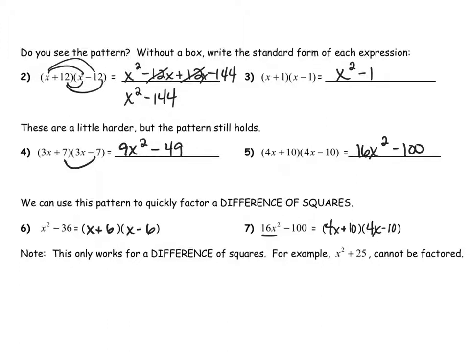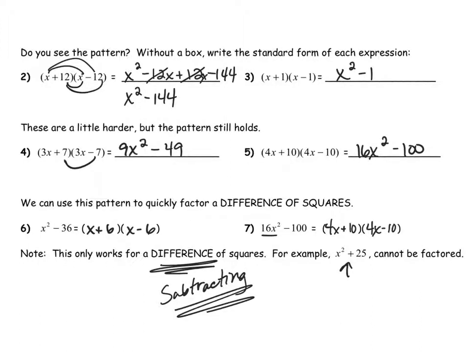Now, as I mentioned before but didn't discuss, this is a difference of squares. That means we are subtracting. And only when we're subtracting. So if we have x squared plus 25, we can't factor out a greatest common factor, and this isn't a difference of squares, so there's nothing we can do to factor x squared plus 25.